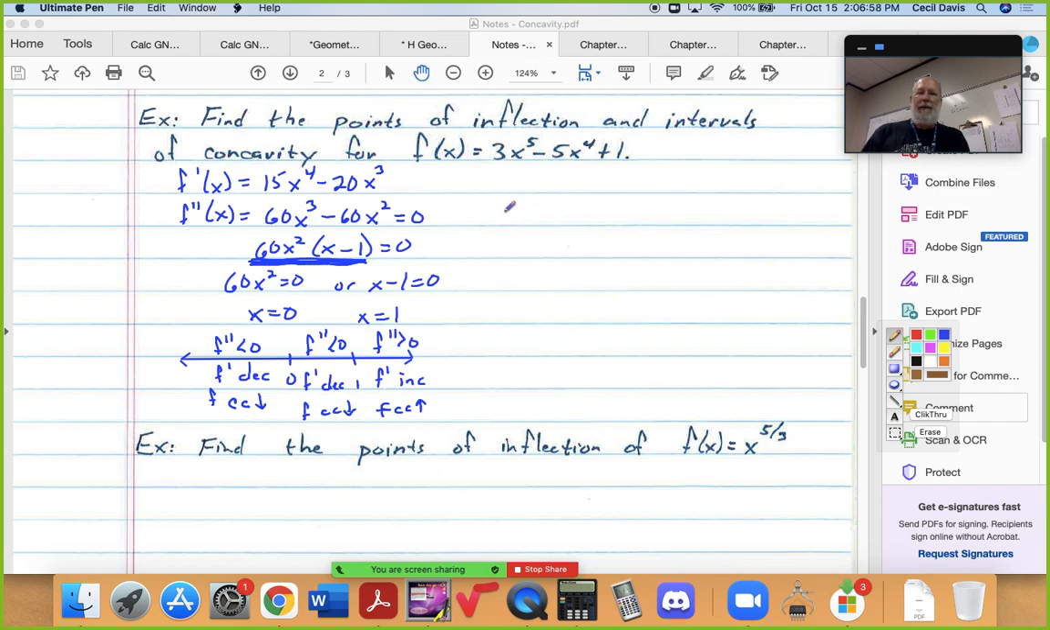So f is concave up on the open interval from negative infinity to 0 and on the interval from 0 to 1.